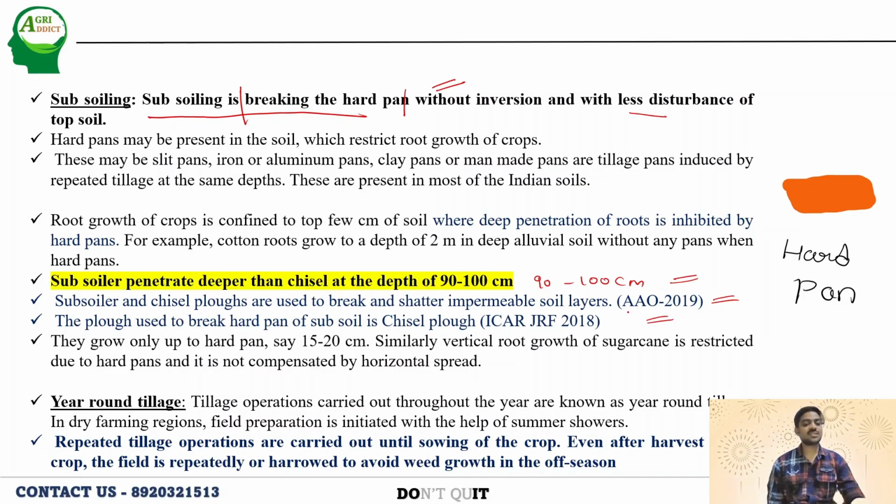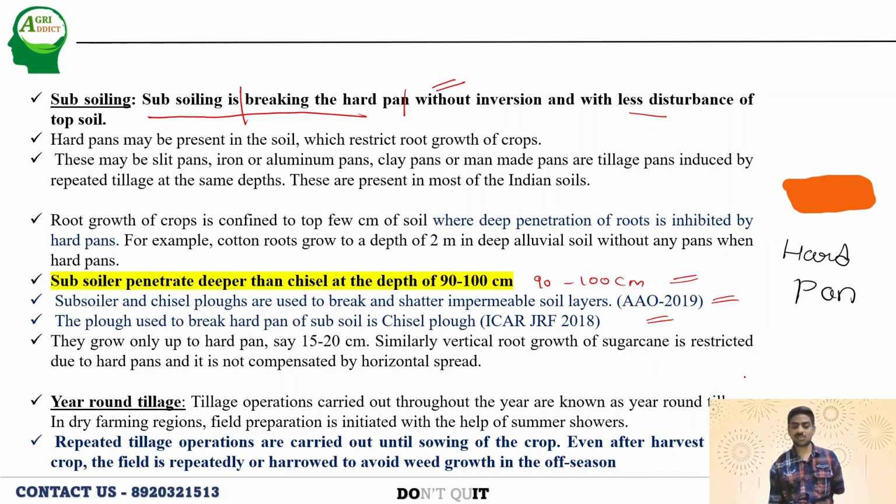Subsoilers and chisel plows are used to break and shatter impermeable layers, the hard pans we are breaking here. Next, the plow used to break the hard pan of the subsoil is the chisel plow. If there is a chisel plow inside this subsoil, the hard pan present inside the subsoil can also be broken. For that purpose, we are using the chisel plow.